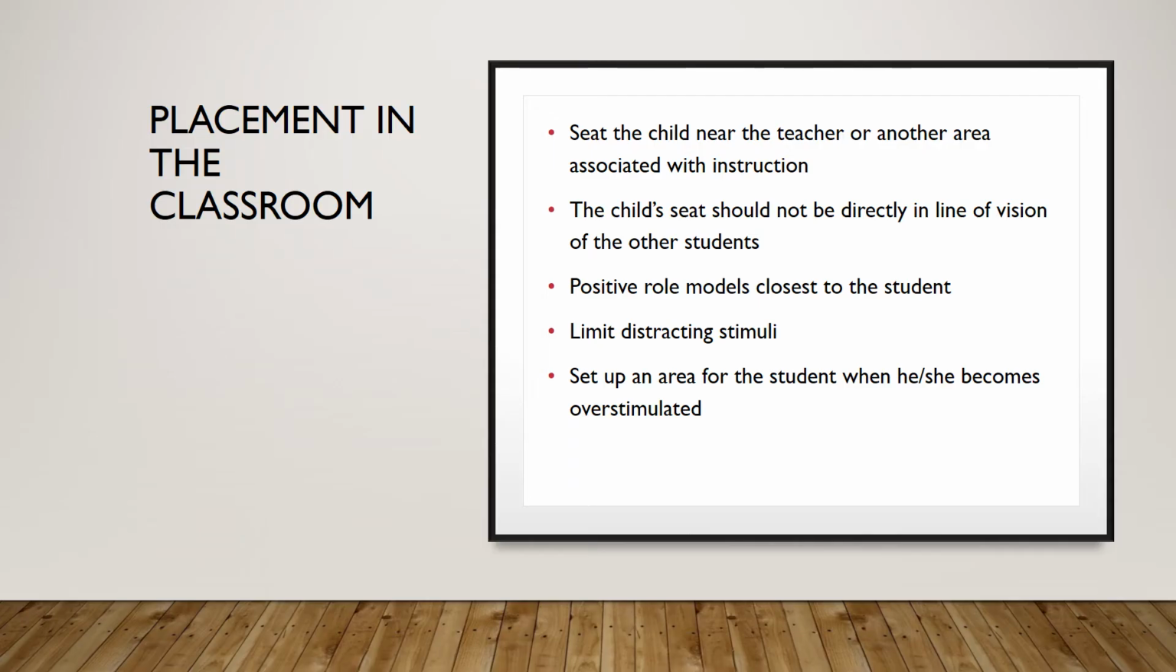Now let's discuss placement of the child with fetal alcohol syndrome in the classroom. So you would want the child to sit near the teacher or in an area that's associated with instruction without excluding them from the regular class setting. Their seat, however, should be in an area where the rest of the students are not directly in the line of vision of the student with fetal alcohol syndrome. You would want them to sit near other students in the class who are perceived as positive role models and who aren't easily drawn into negative behaviors to sit close to the student.